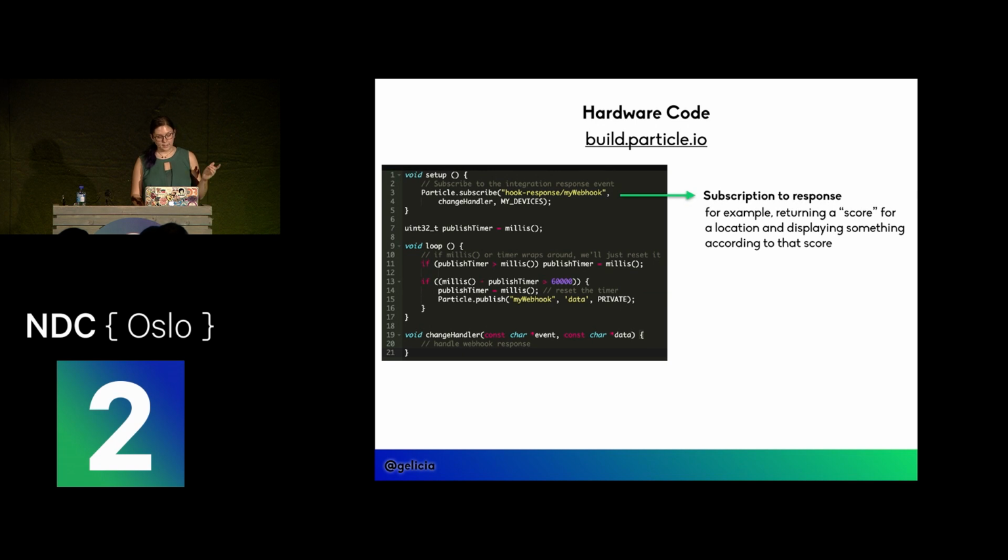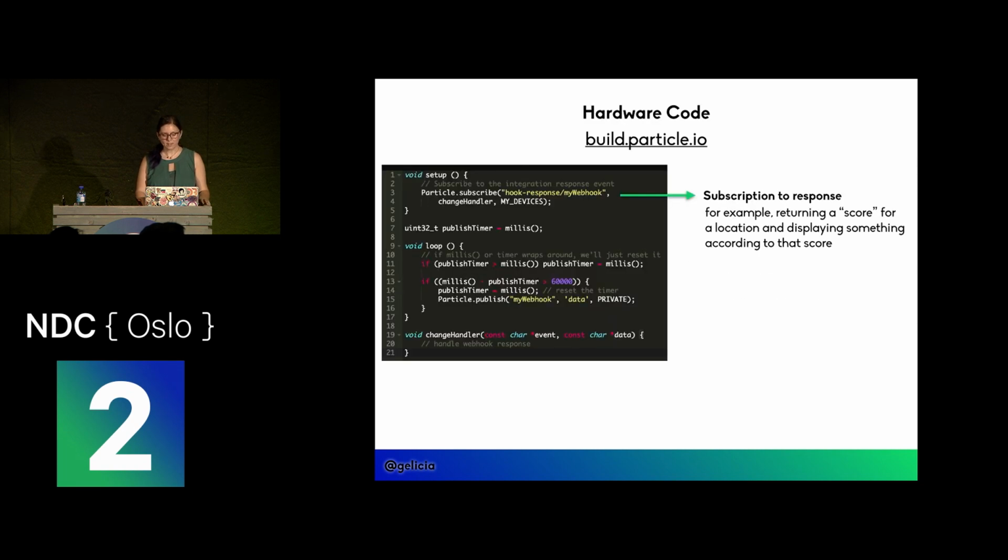And then going back to your setup function, you say, okay, here is a webhook, look for a response from it. When you get a response from this webhook, send all of that data to a function, and you pass in a function name, like changeHandler, for example. And in that data parameter on the end there, you can get in anything that it got back.